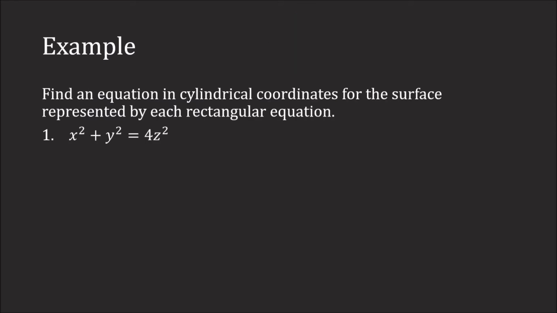So we now want to find an equation in cylindrical coordinates for each surface represented by the rectangular equation. So for x squared plus y squared is equal to 4z squared, well, I can use x squared plus y squared equals r squared right here. And of course, z is equal to z would take care of that one. So we have r squared is equal to 4z squared. And let's just leave it like that.